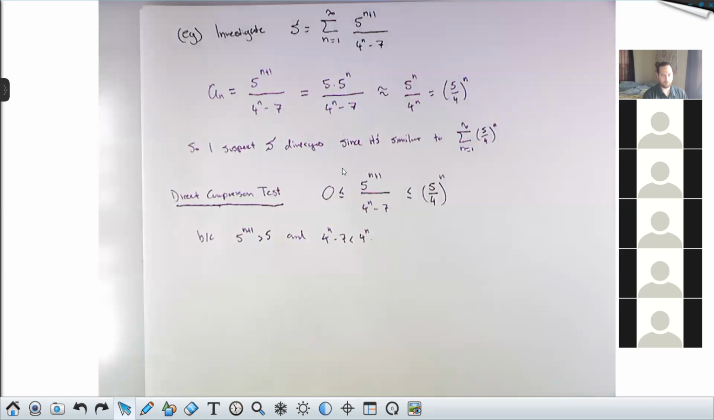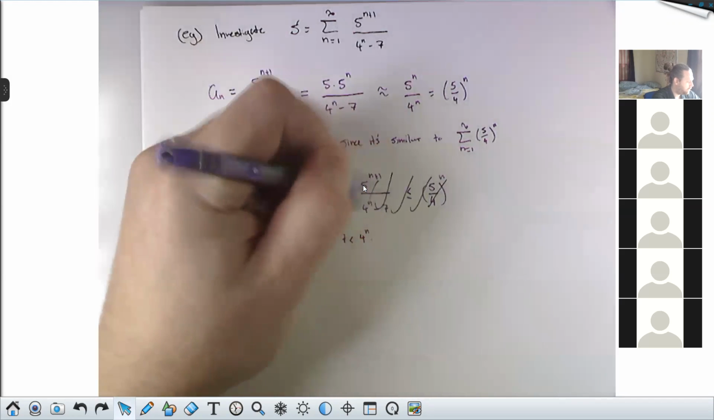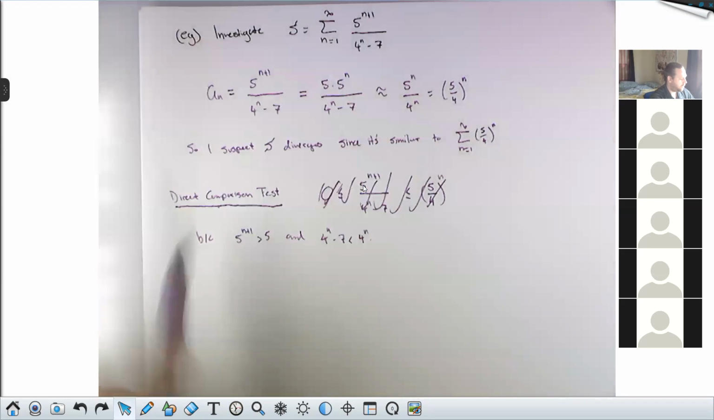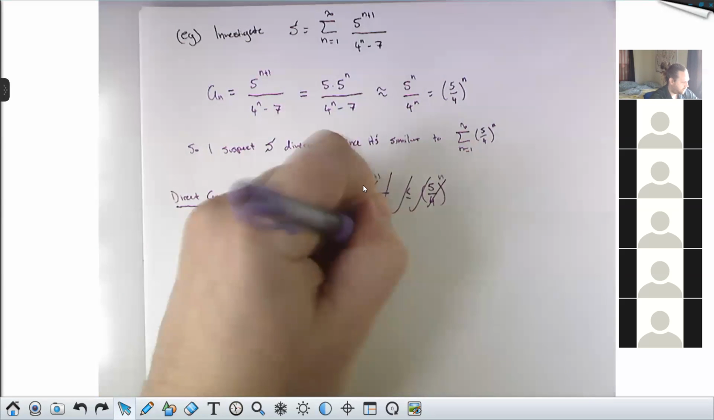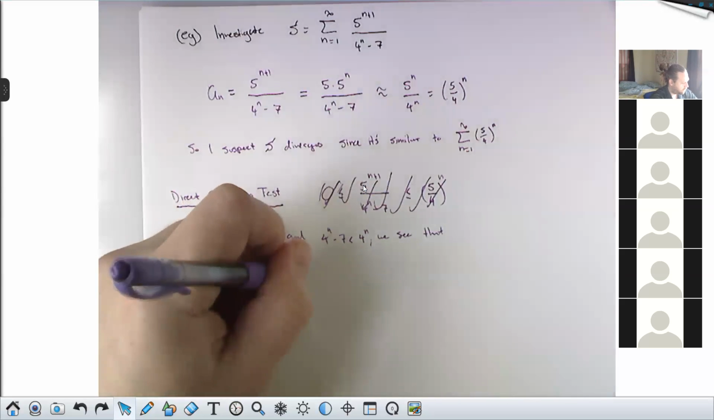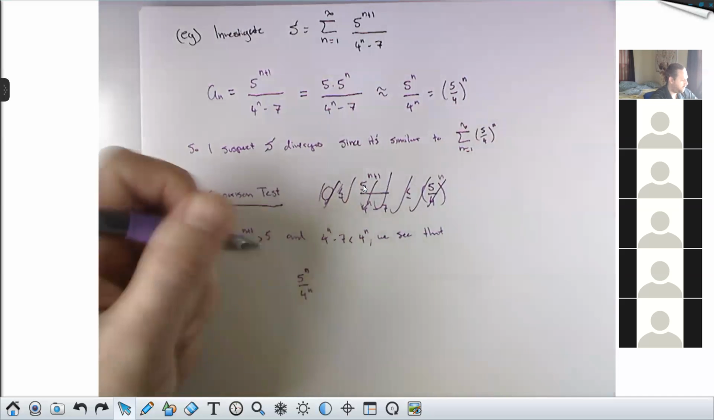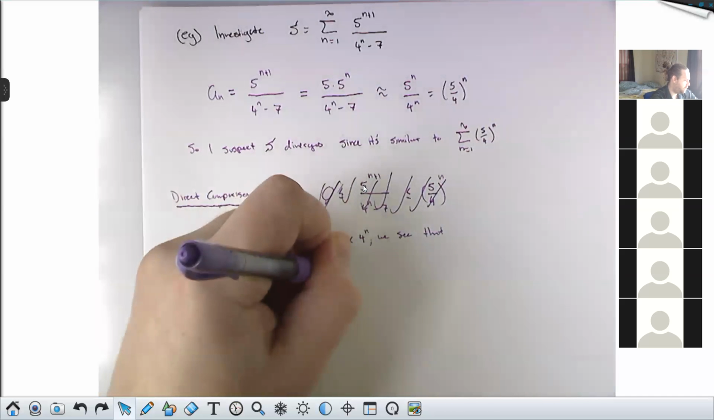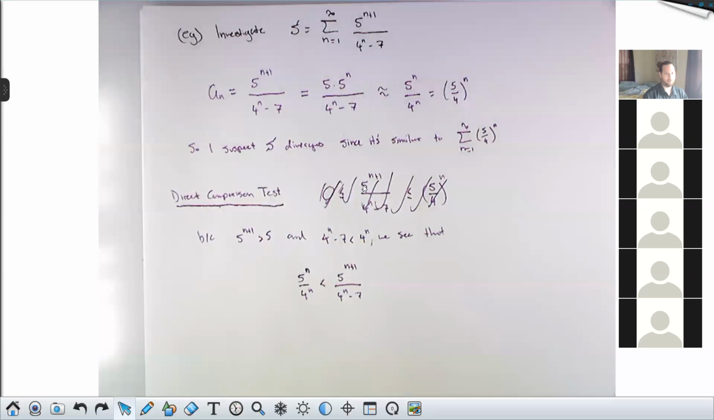If you've got the same denominator and a bigger numerator, oh, I'm so stupid. I'm sorry, guys. I wrote these inequalities the wrong way. Let's do it like this. Because 5 to the n plus 1 is bigger than 5, and 4 to the n minus 7 is less than 4 to the n, we see that 5 to the n over 4 to the n is smaller than 5 to the n plus 1 over 4 to the n minus 7. I'm so sorry, I wrote the inequality wrong up there.